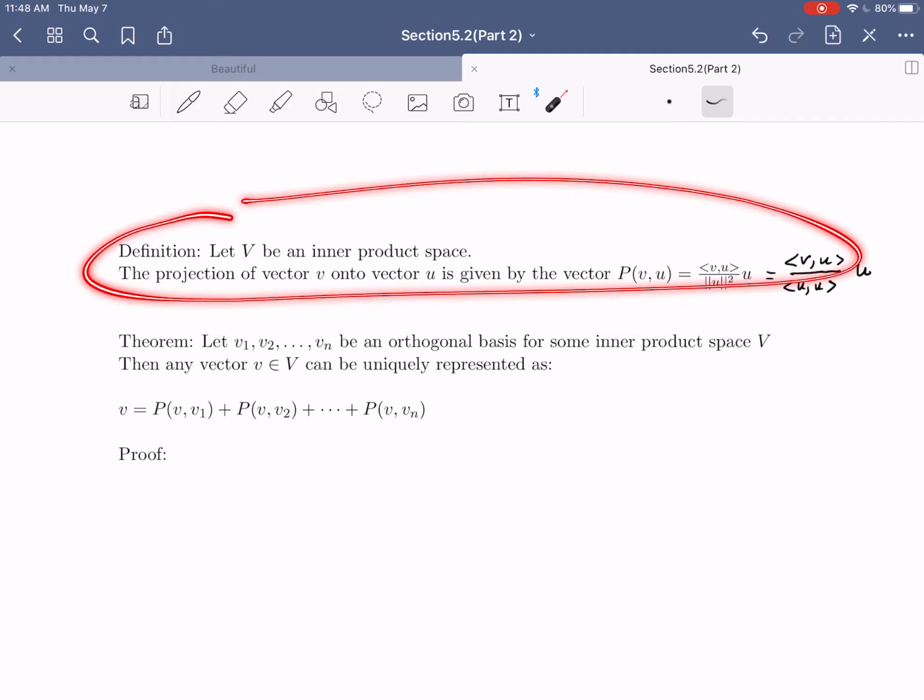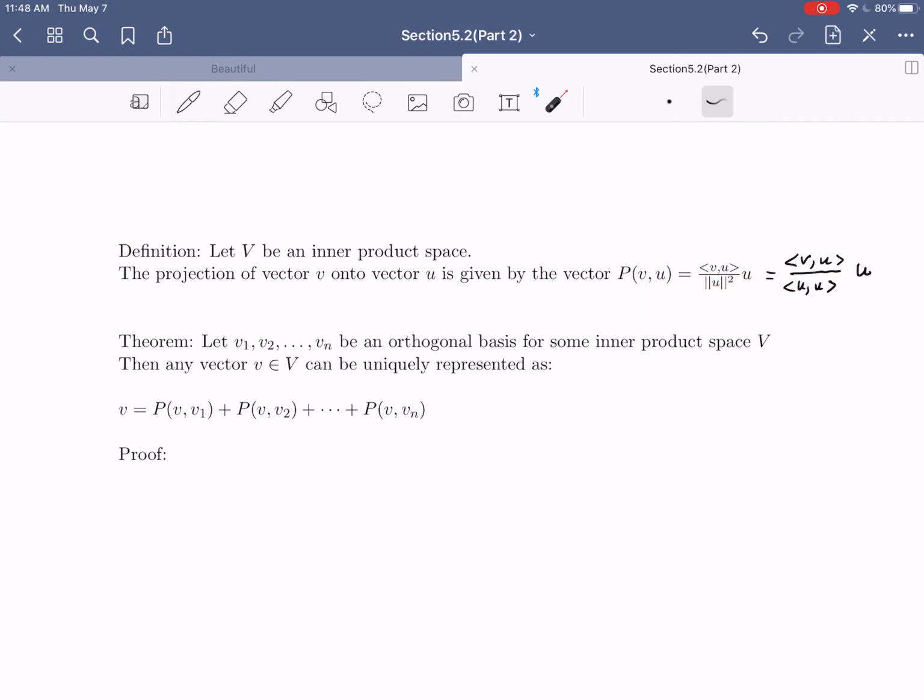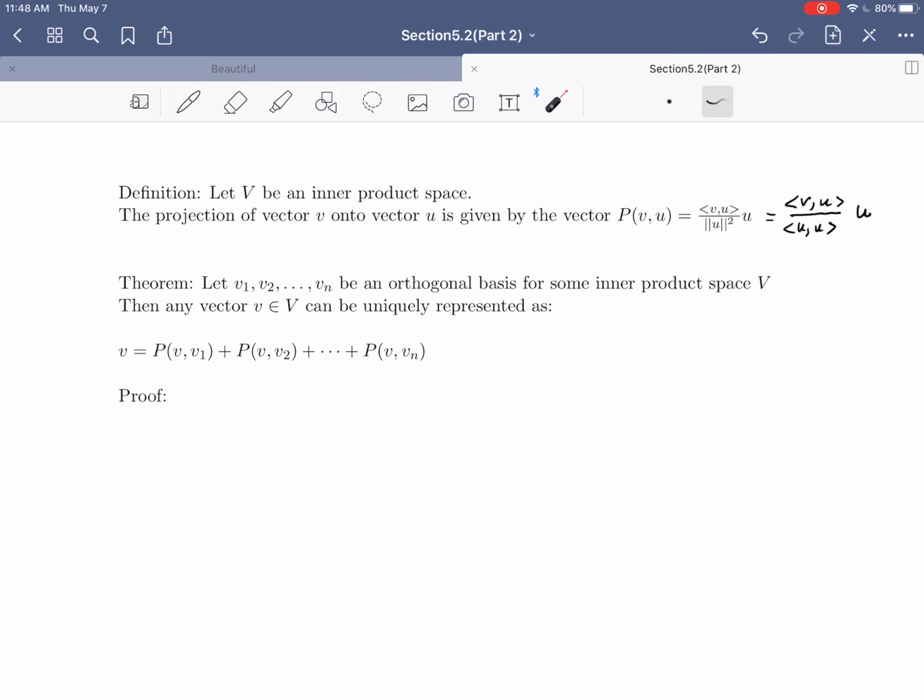Okay, so why do we bother with this definition? Well, it turns out that if you understand this concept of a projection, then it is very easy to figure out the component representation if you have an orthogonal basis. So the big theorem here is that if V1 through Vn is an orthogonal basis, so not just any basis, but an orthogonal basis for some inner product space V, then any vector V in that vector space can be uniquely represented as V equals the projection of V onto V1 plus the projection of V onto V2 plus all the way down to the projection of V onto Vn.